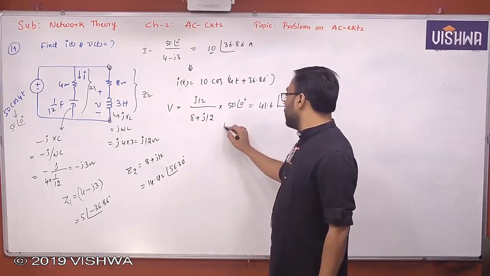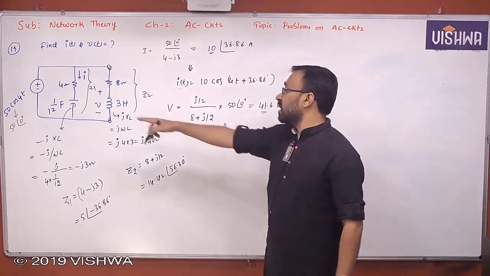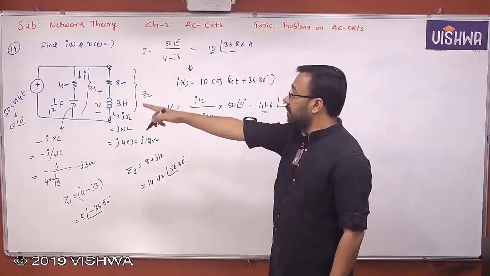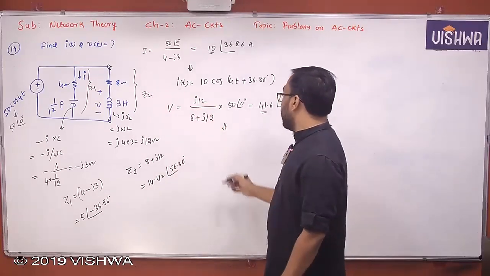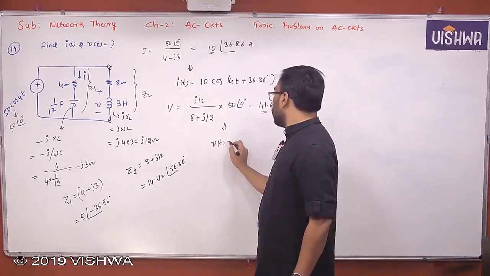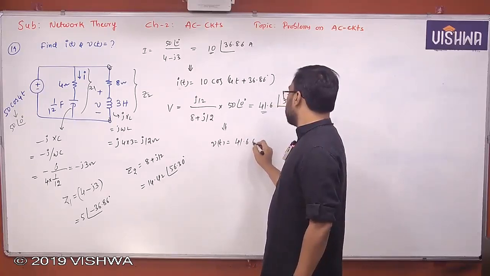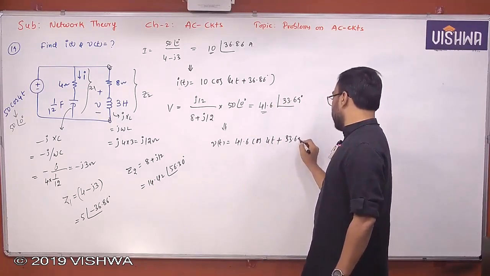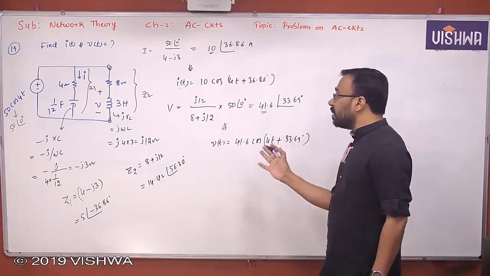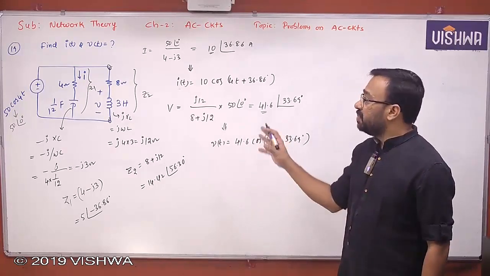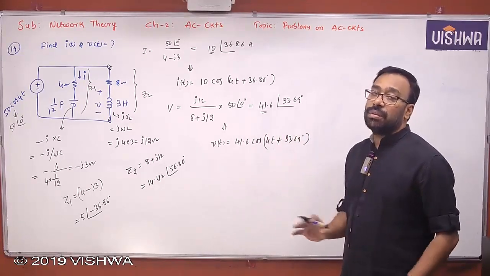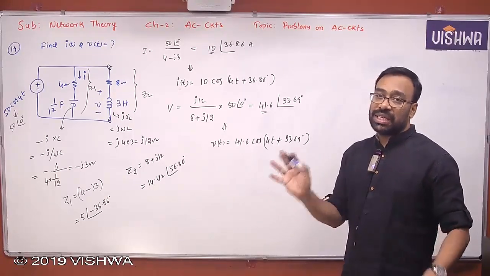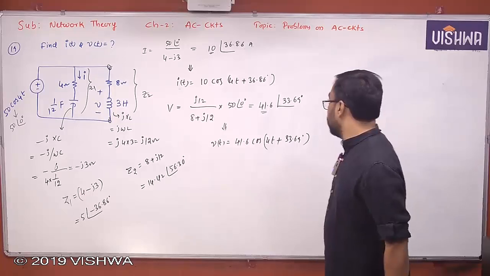So once you get this, it is the maximum value, because you started your journey with the maximum value only: 50 at an angle of 0, where 50 is the maximum value of the sinusoid. So again you get v(t) equal to 41.6 cos(4t + 33.69). This is how you deal with problems in general. I've taken a simple example, but this is applicable elsewhere when you deal with problems with sinusoidal excitation under steady state conditions.